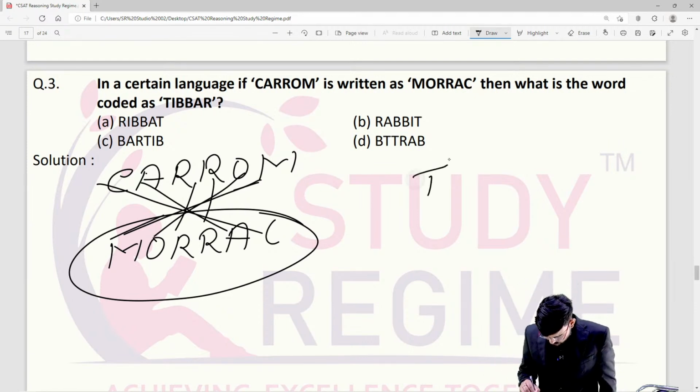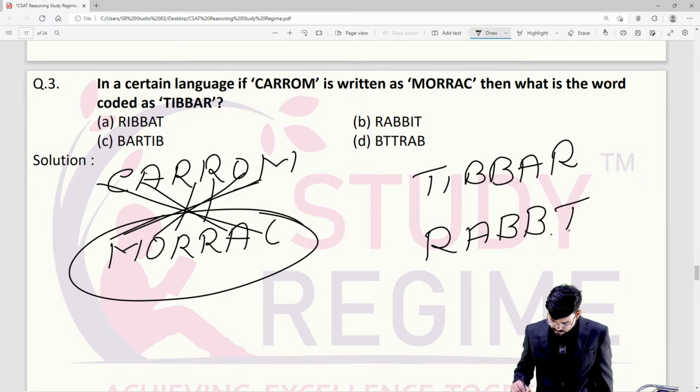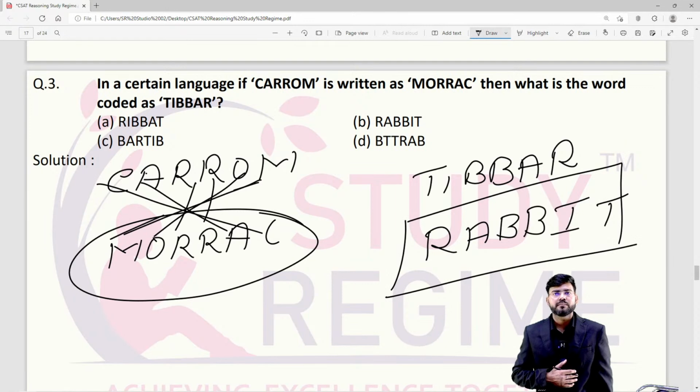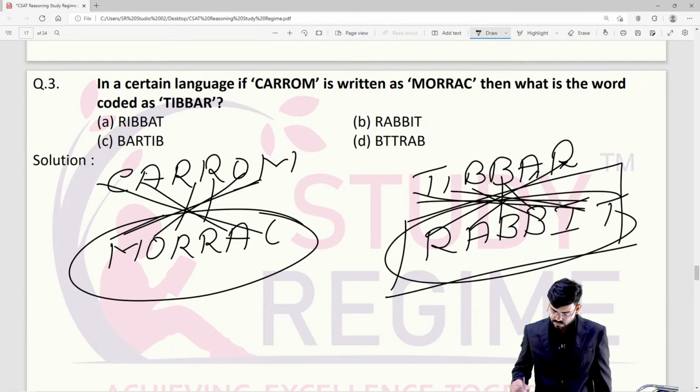Now, here it is written TIBBAR, just reverse it. RABBIT. Clear? Just reverse this. You got the rabbit. Where is rabbit? Your option will be B part.